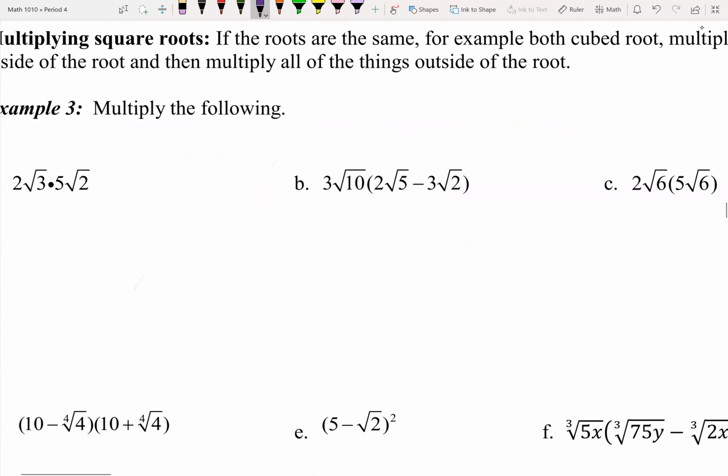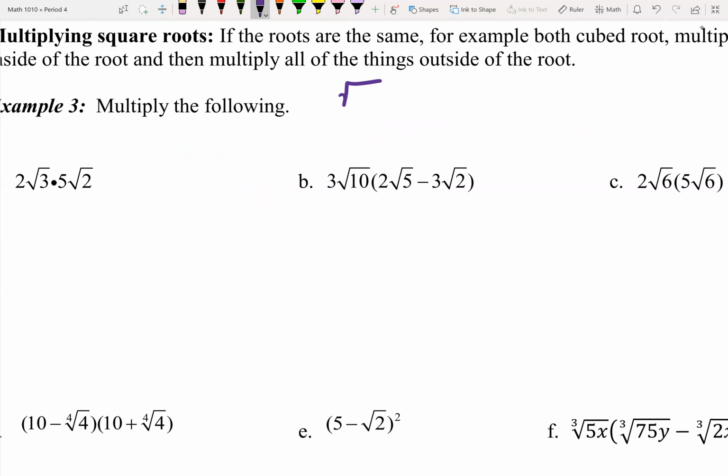Okay, let's talk about multiplying. Everybody go the square root of 2 multiplied by the square root of 3. Can I multiply those together? Yes, you can. So it would just be the square root of 6. That's it.